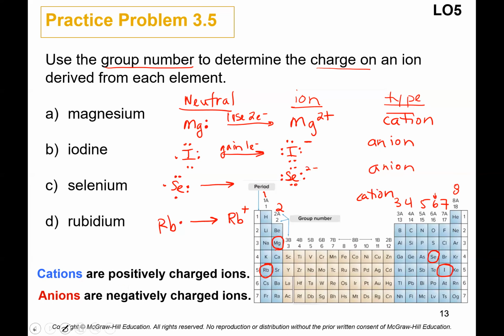Okay, so now that we remember how to determine this, you should be able to look at a table and know whether something is going to gain electrons or lose them, and how many of each it's going to gain, what kind of charge you will generate.